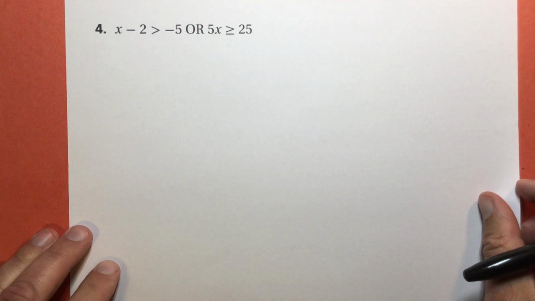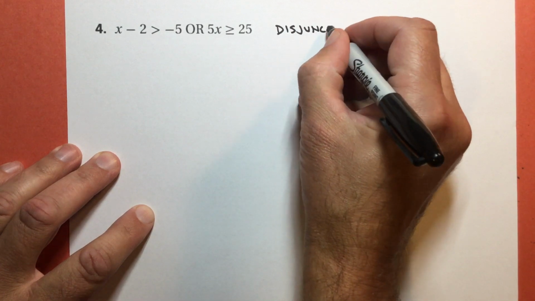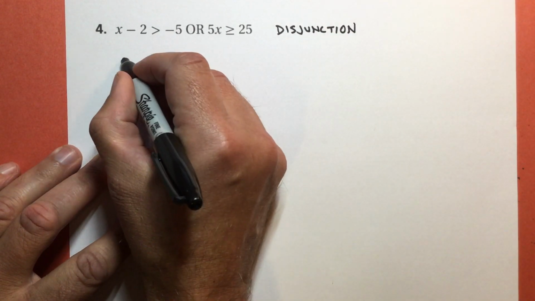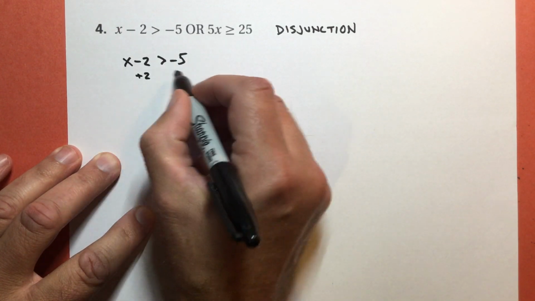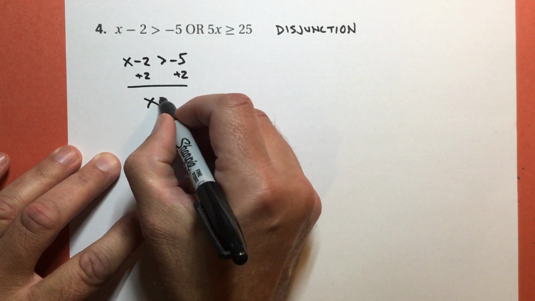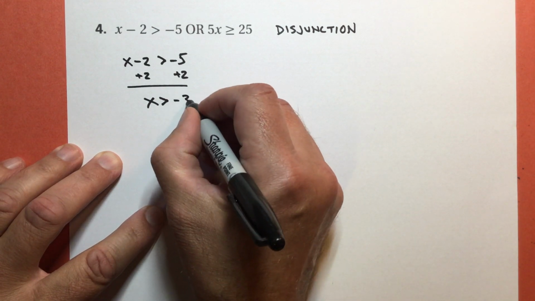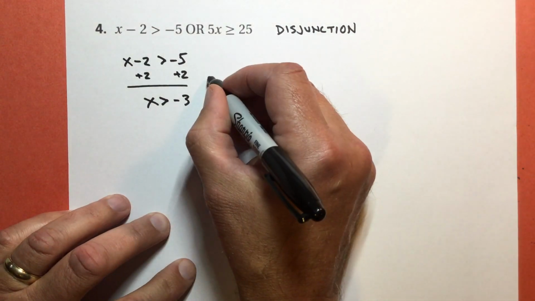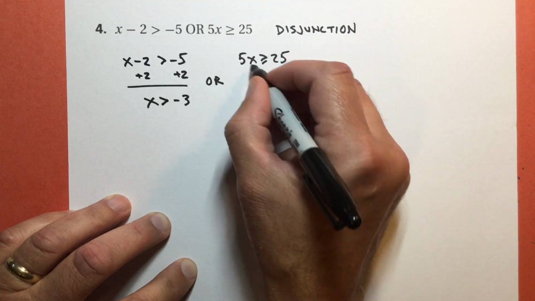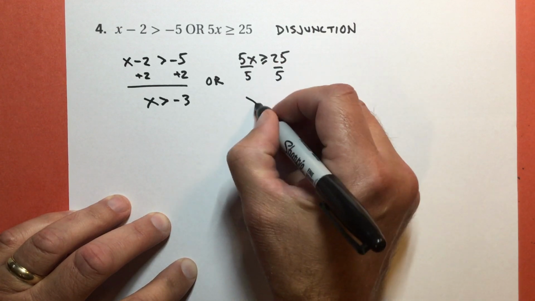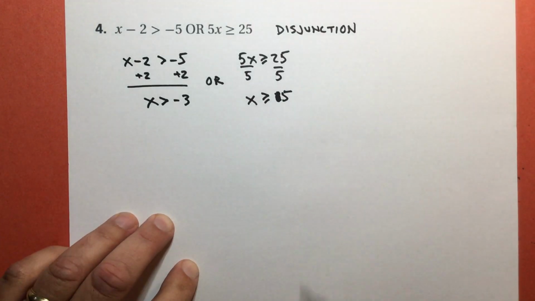One more we got here. This is going to be a disjunction using the word "or." X minus 2 is greater than negative 5. Add 2 to both sides, and I get x is greater than, oh, this seems familiar for some reason. X is greater than negative 3. Maybe I'm just having deja vu. Or 5x is greater than or equal to 25. Divide both sides by 5, and I get x is greater than or equal to 5. Oh, excuse me, just 5.